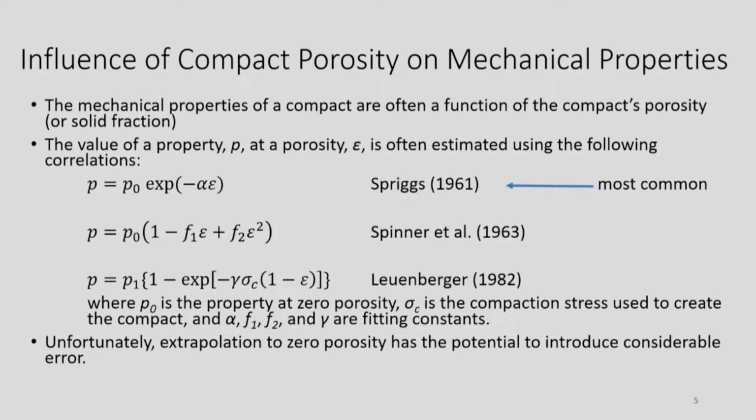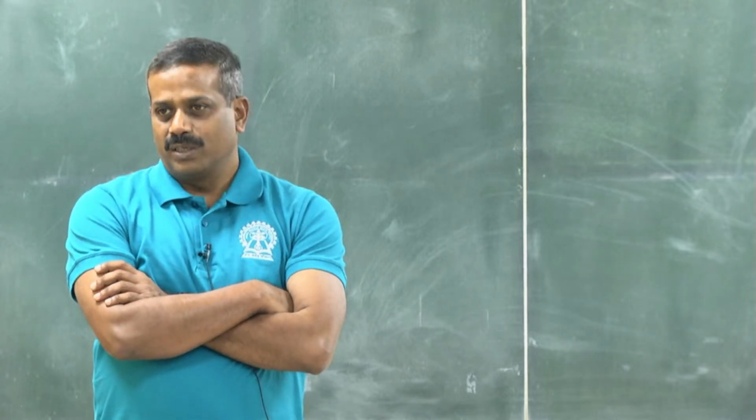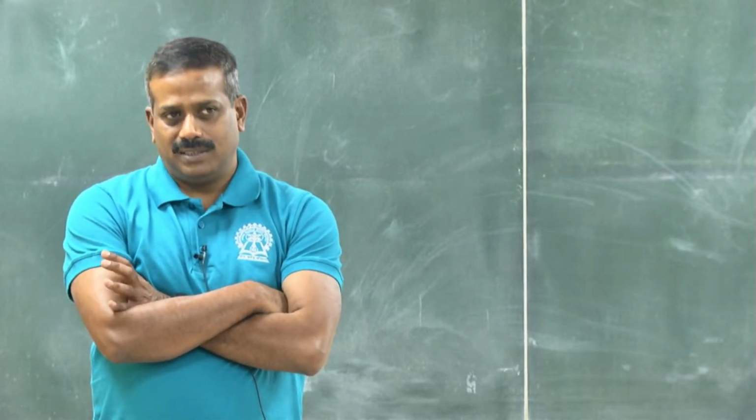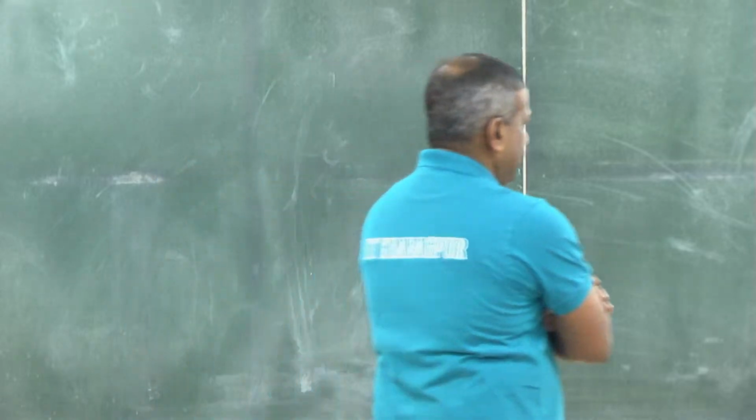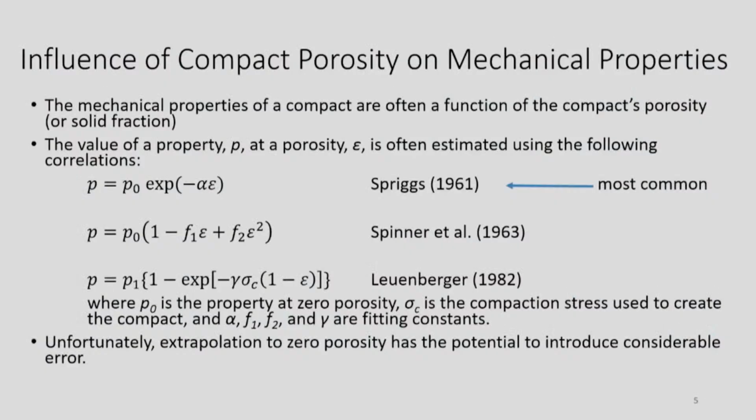So again, one big challenge of using this relationship is extrapolation to 0 porosity. If you extrapolate these values to 0 porosity, you get wrong values. So you cannot extrapolate to 0 porosity, okay. Other than that, it gives a reasonable estimation of the change in properties, based on the change in void space.